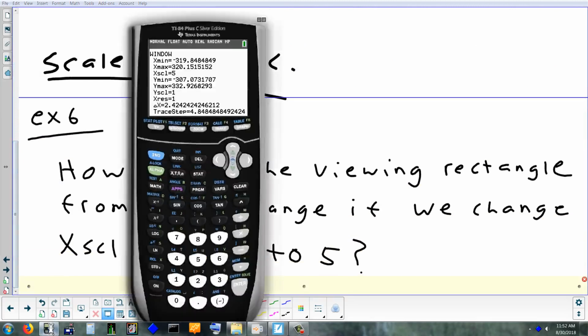Zoom in and out. So let's say I want to zoom back in now, because I want to see where the vertex is for that parabola. I'm going to press zoom. I'm going to press 2. And then I get a little cursor that's blinking. Wherever I put the cursor, that's where it's going to zoom into after I hit enter. So I'm going to try to put it what I think is near the vertex. I'm going to hit enter. And it's a little hard to tell, but it did zoom in.